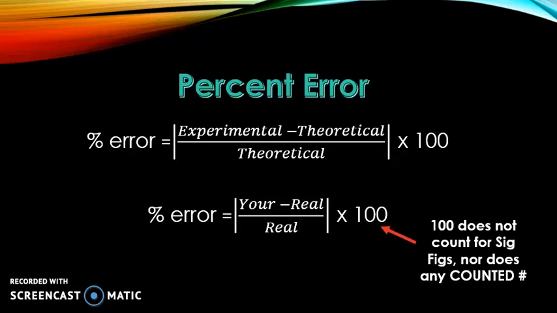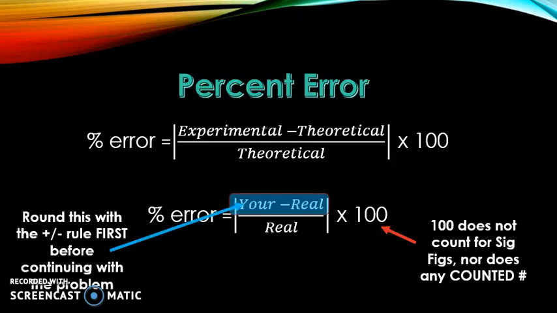The second thing I'd like to point out: we did talk about combined mathematical operations with significant figures, and percent error tends to be one of those that students traditionally have a hard time with. So I want to remind you that the first thing you're going to do is the subtraction up top. This uses the addition and subtraction rule, so you're going to look at the decimal place rather than the total number of significant figures in the number. You need to round using the addition-subtraction rule first, before you continue with the division problem. Round it for significant figures.